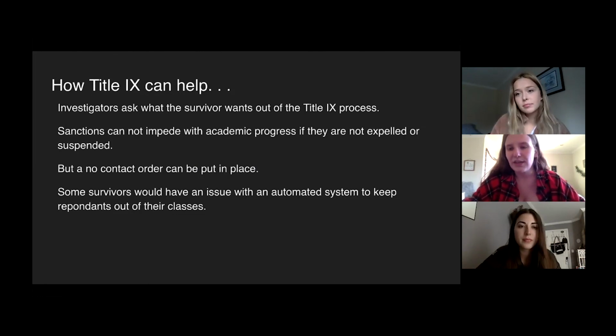Investigators, when a student has chosen to go through with an investigation, are supposed to ask what the survivor wants out of the Title IX process. Sanctions cannot impede academic progress if the student is not expelled or suspended. But a no-contact order can be put in place regardless. Some survivors would have an issue with an automated system to keep respondents out of their class because that is not the path they have chosen in healing.